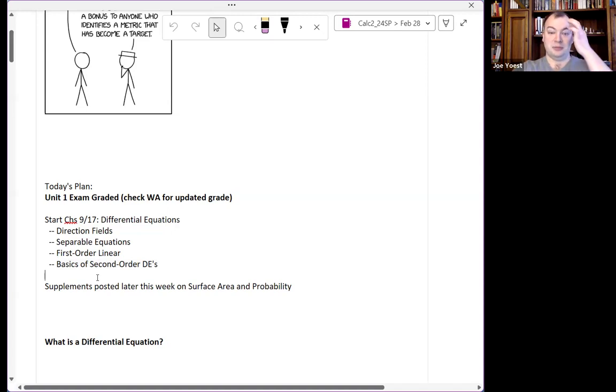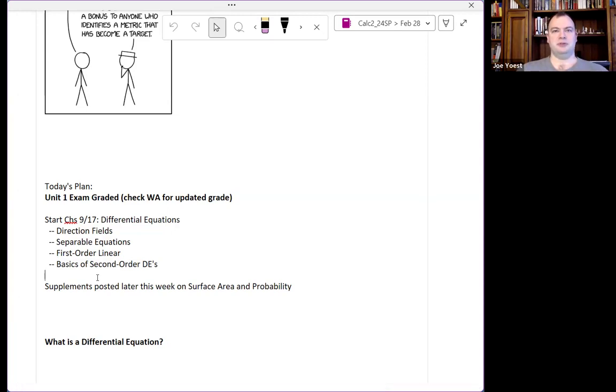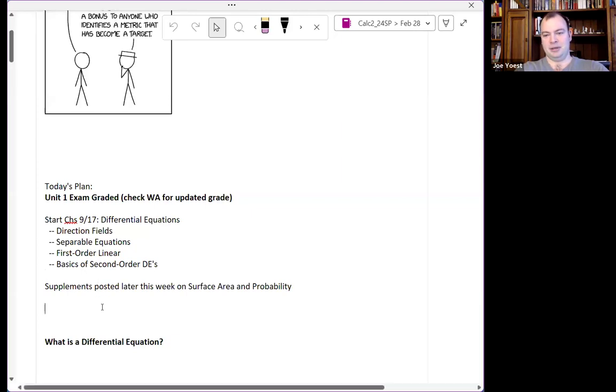So that's the plan for the next couple of class periods, as well as next week's supplement. The supplement for this week will be focused on chapter 8, some of the applications, but next week's supplement will be focused on differential equations, and perhaps even the week after that, just depending on how things go. And as I mentioned on here, the supplement on some of that chapter 8 material will be posted later this week.